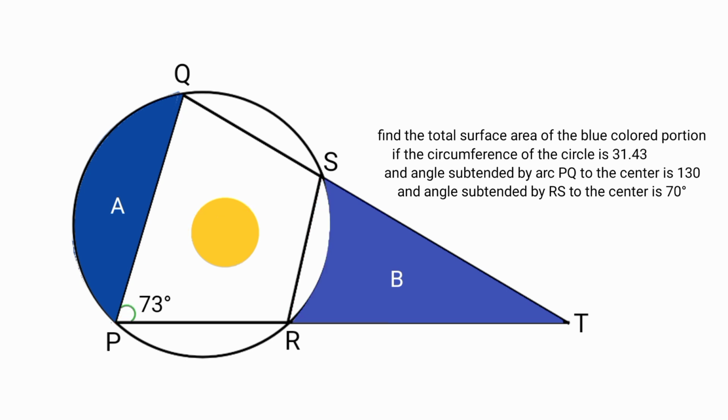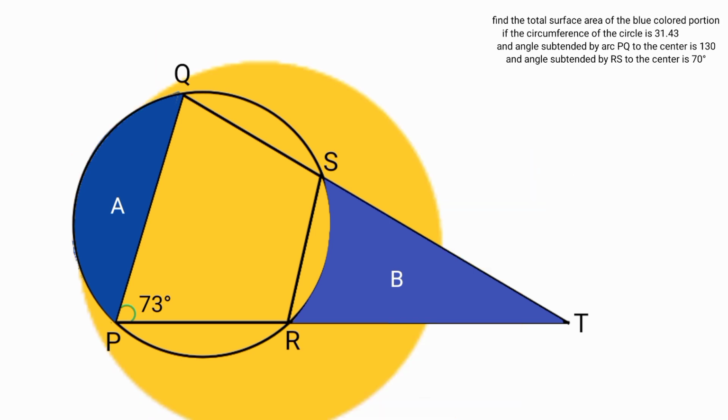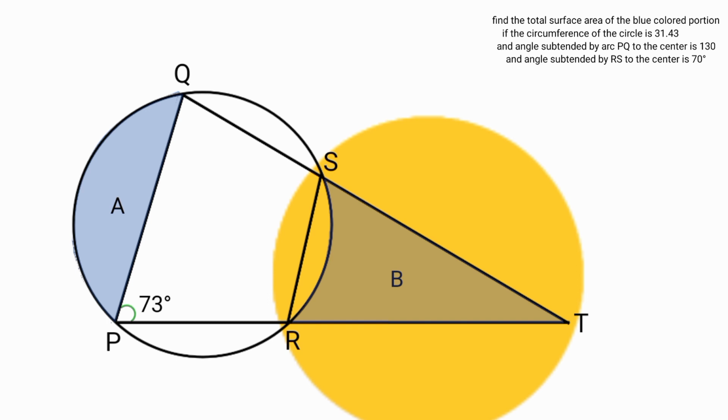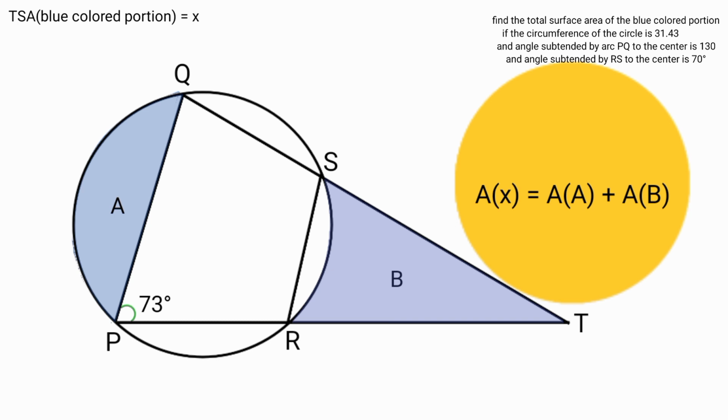So now, how can we solve this? We can see here that this is 73 degrees. Since we have already labeled this to be A and this to be B, we can let the total surface area of the blue colored portion be X, and form an equation that the area of X is equal to the area of A plus the area of B. So what is the area of A?